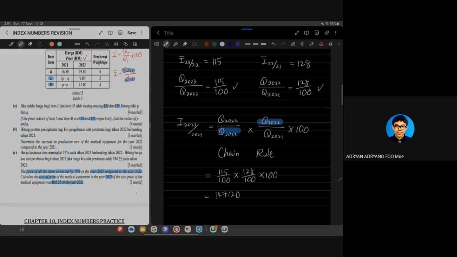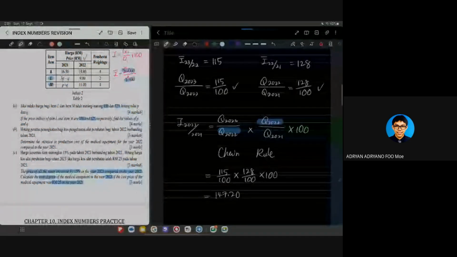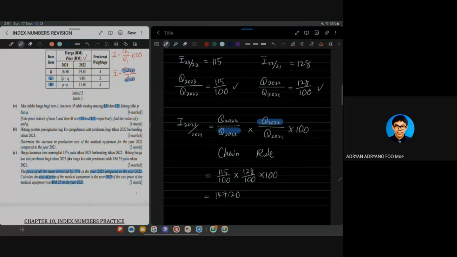Can I get mark if I only write 25 times 128% equals 32, 32 times 115% equals 36.8? Use logic. Can I get mark if I only write 25 times 128%?